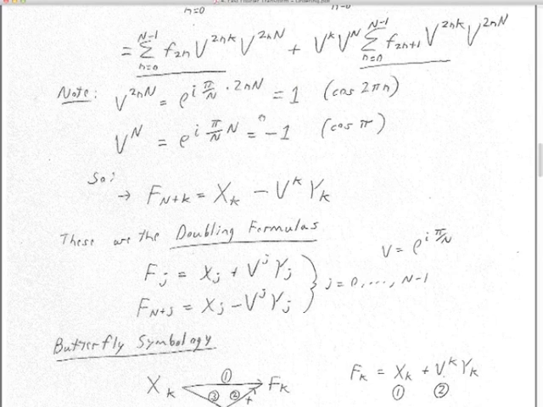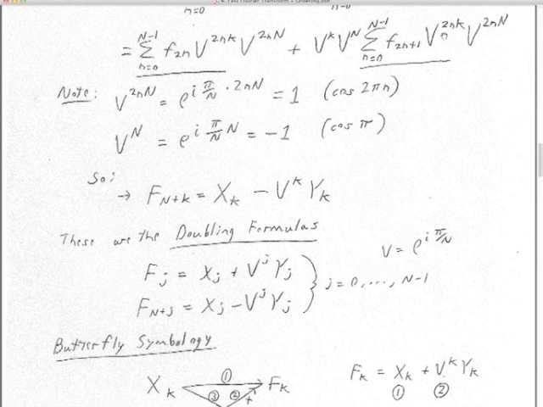V to the capital N, which we factored out here, is e to the i pi over N times N, big N. So the big N's cross out. We have e to the i pi, so we have cosine pi plus i sine pi, and again the sine part is 0, so it's a real number, and that's just minus 1.